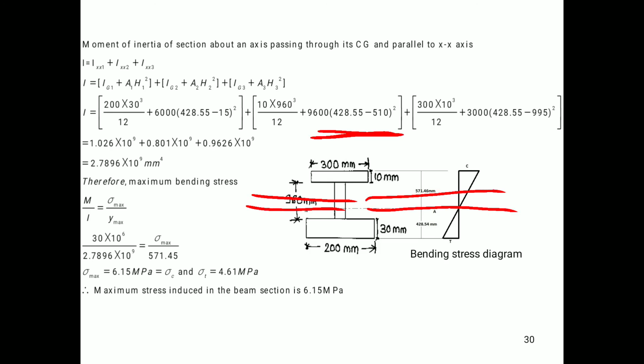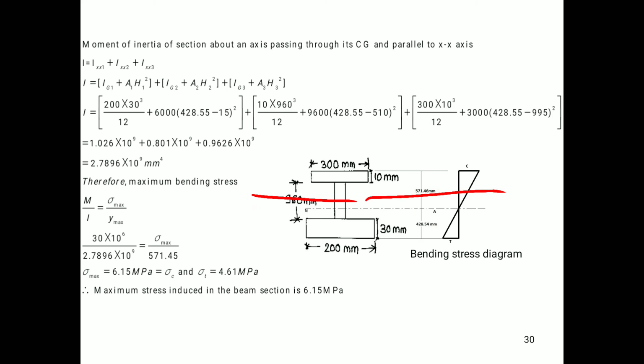428.55 minus 510 squared. Remember that we will get a negative sign for this value, but as the square of a negative becomes positive, you will get a positive answer for the same. So that value is 0.801 into 10 raised to 9.